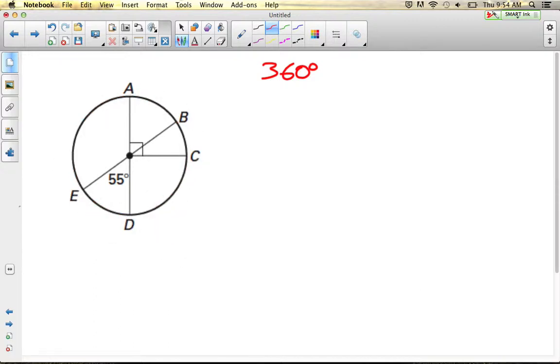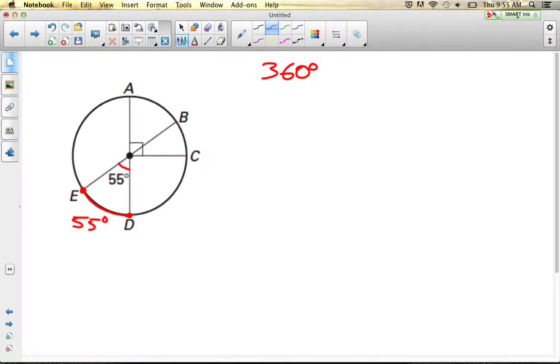One more thing you should know is that if you are given a central angle, for example, this is 55, then the arc that angle opens up to also has a measure of 55. In other words, whatever the central angle's measure is, the arc has the exact same measure, as long as it's a central angle. So with that being said, I want to fill in as much information as possible right now. This is 55 degrees, the central angle, so this arc must also be 55 degrees.